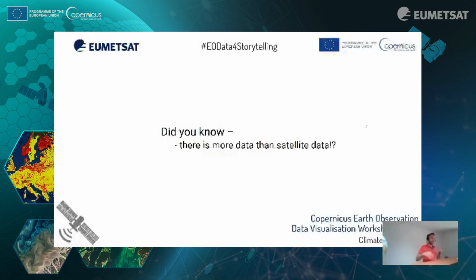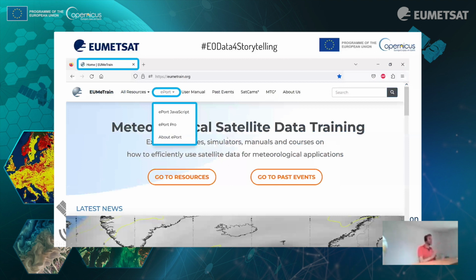So I have to remind myself about this, because likely we're biased looking at all this satellite data, we're biased to forgetting about the other data. But for instance, for the forecasters and other users, they care about other data. Another platform very handy for that is EUMETRAIN's ePort. There are two versions, JavaScript and Pro. I'll show both cases quickly.